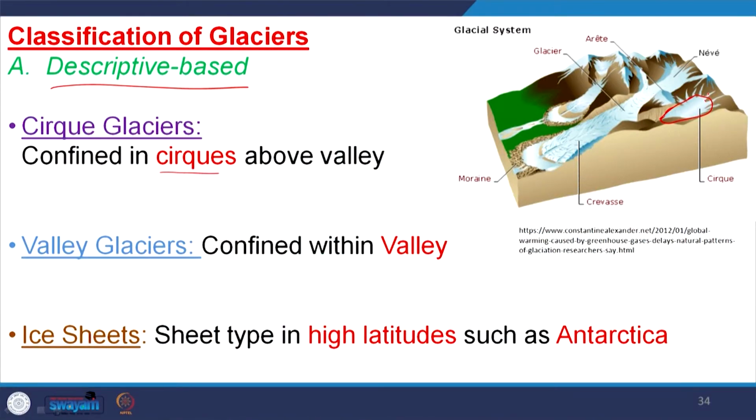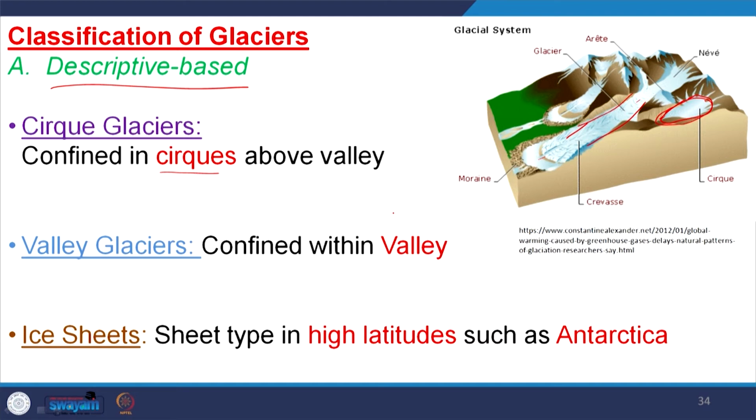What is this descriptive based classification? One is called Cirque glacier. Cirque glacier, if you see, is confined in a cirque above the valley. These cirques are confined within that valley, isolated, and that is Cirque glacier. Then valley glaciers, this is the valley glacier, confined within that valley. Cirque glacier is isolated, but the valley glacier is moving within the valley, confined by the valley walls on two sides.